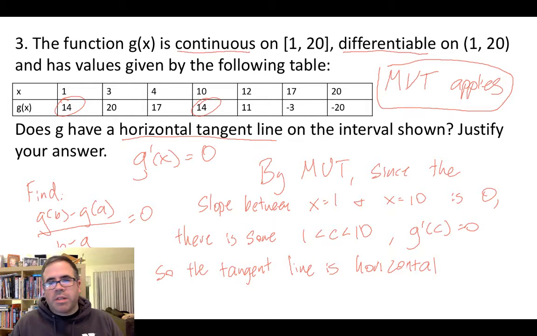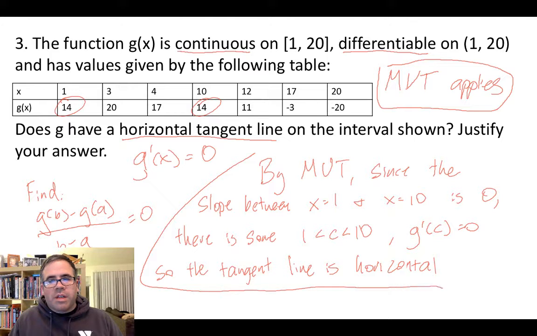So there's two parts to this problem. Recognizing that with this setup, the mean value theorem is probably important, and then using your words to justify. This is one good justification. There are certainly others. I was pretty liberal with what I took as a good justification on this. It helps to mention the mean value theorem, but other things from calculus do apply here.